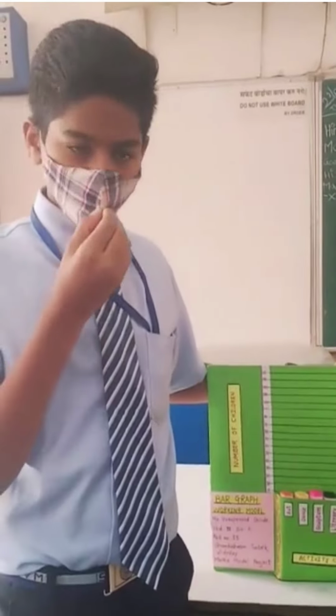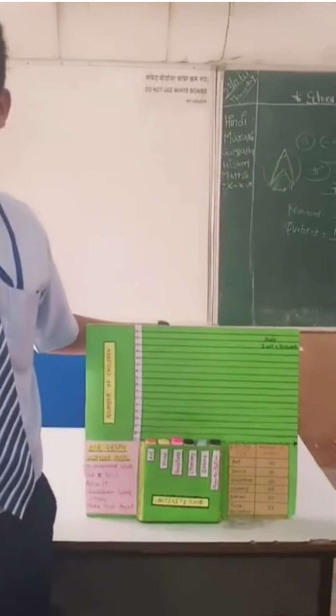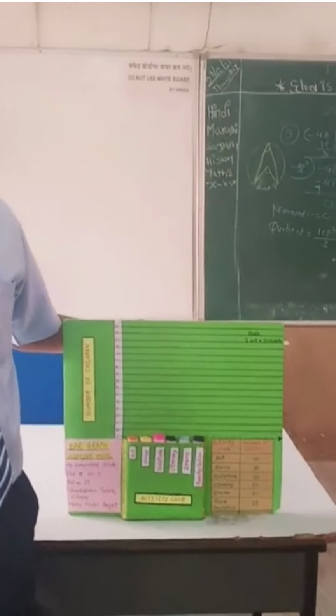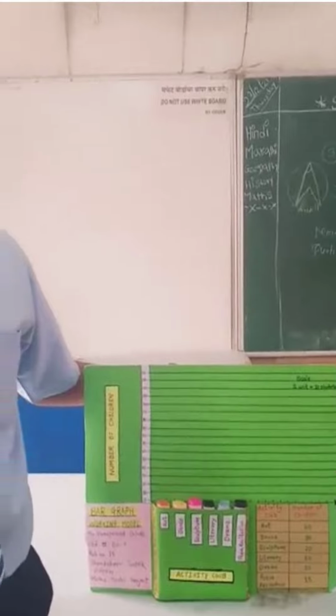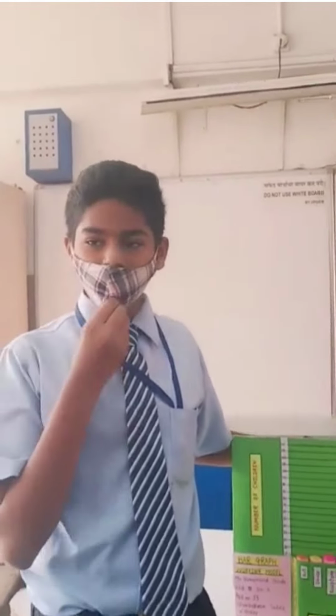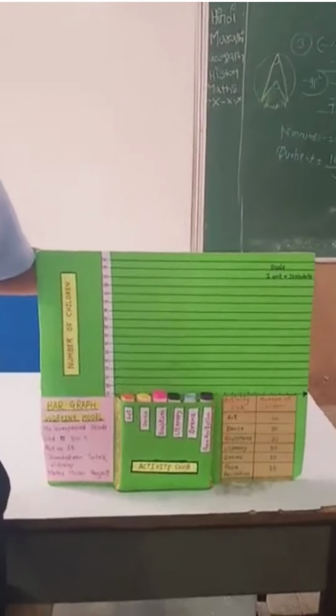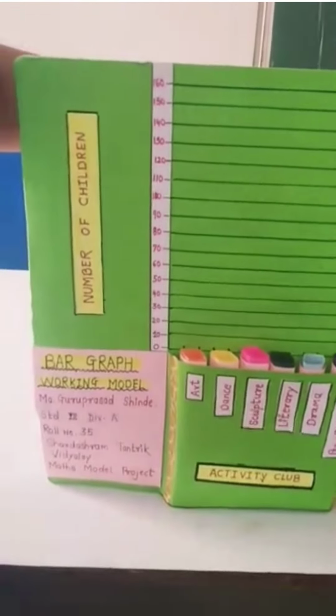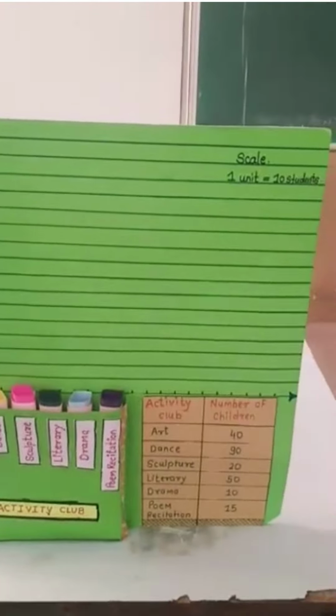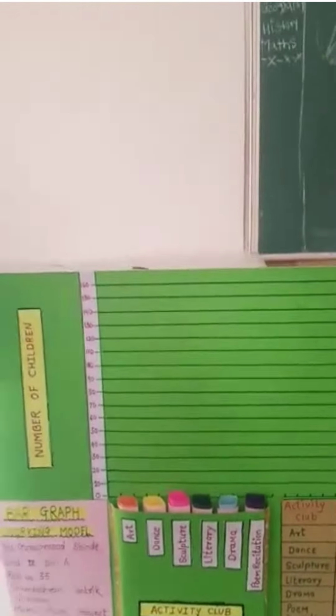Today I am going to show you my maths model project. The subject is bar graph. A bar chart or a bar graph is a chart or a graph that represents categorical data with rectangular bars with heights or lengths proportional to the values that they represent. The bars can be plotted vertically or horizontally.